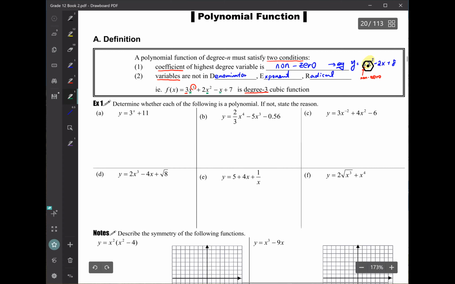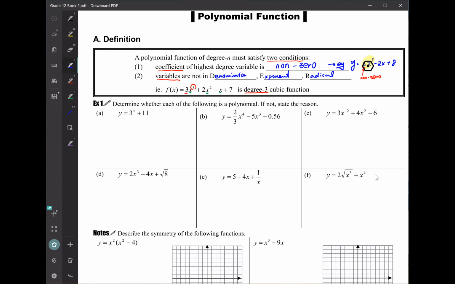So I'll let you try this one by yourself, okay? So write down the reason if it's no, okay? So raise your hand if you finish these 6. I can go over the first one, okay, to help you get started.